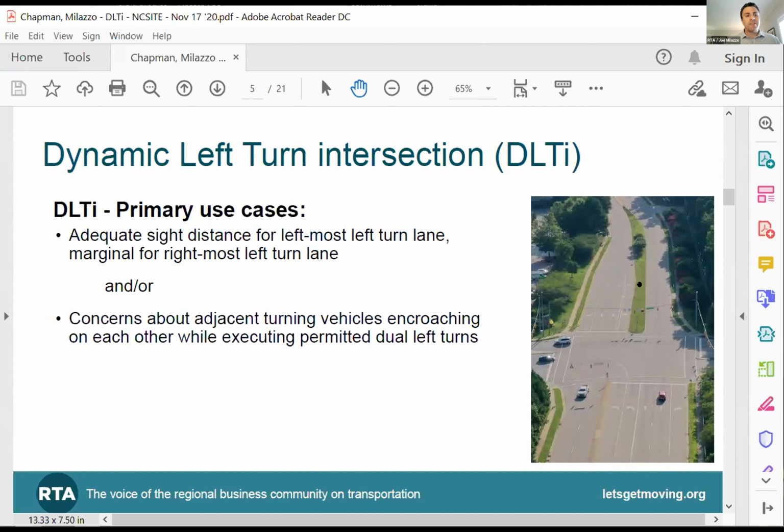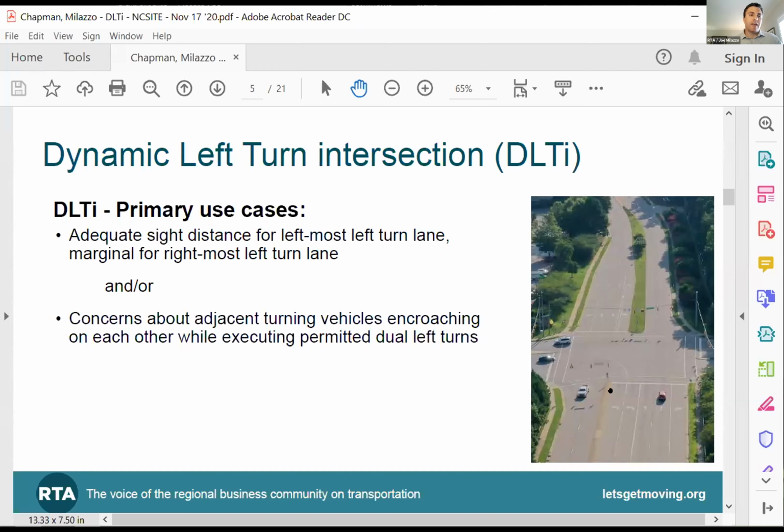So in this case, it's adequate sight distance for the leftmost left turn lane and marginal, perhaps, for the rightmost left turn lane. And you can see, I'm not sure if you can see my arrow here, but on the leftmost left turn lane, obviously that's closer to the left. It's a shorter travel path. So from a crash vulnerability standpoint, the left one is easier. Again, it's effectively a positive offset left turn. The rightmost left turn lane might be more marginal.